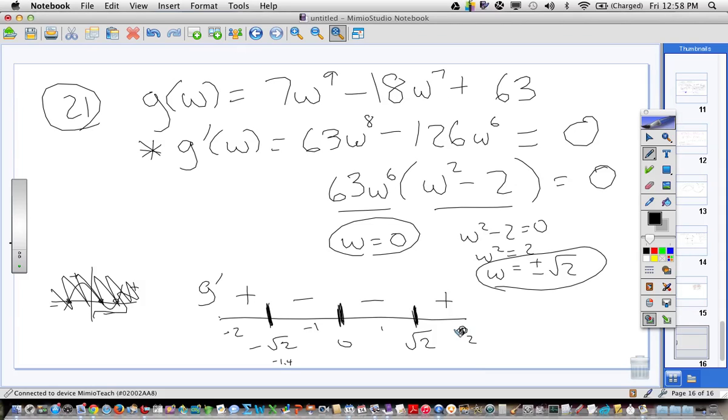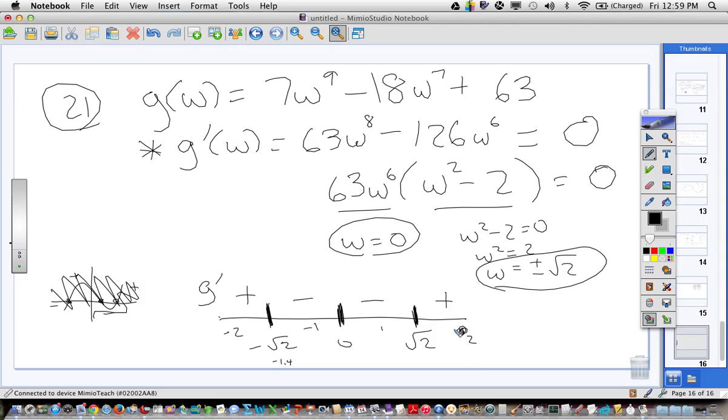Well, what did it say? Where's the graph increasing? G. From negative infinity to negative root 2, and from root 2 to infinity. Decreasing from negative root 2 to root 2. Local max is where? Negative root 2. Because, and this is where you've got to write this, you've got to say because G prime is changing from positive to negative. And local min is here because G prime is changing from negative to positive. You've got to have that.